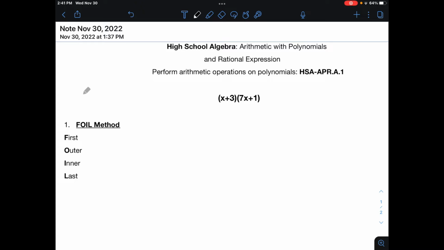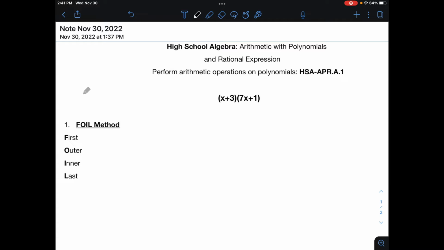And we'll be using three methods. The first will be the FOIL method. The second method will be the box method. And the third is a method I know as the Korean method. Maybe you know it by another name, but that's how I learned it. So I'm going to stick to the Korean method. Without further ado, let's go ahead and get right into it. We'll start with the FOIL method.